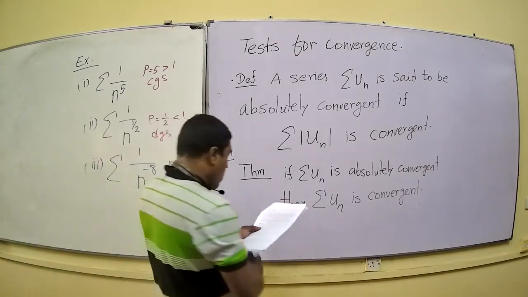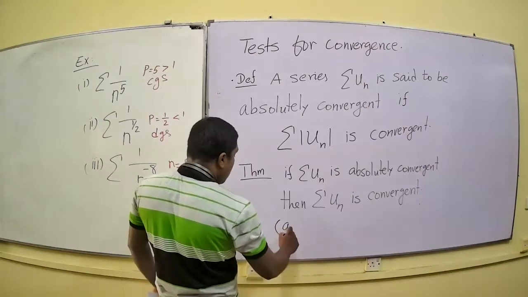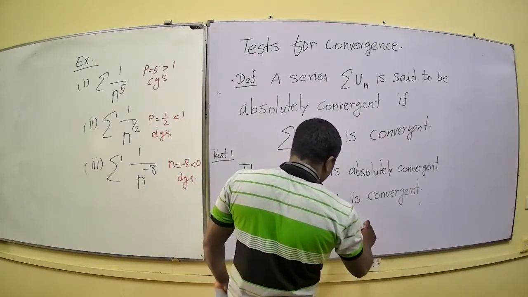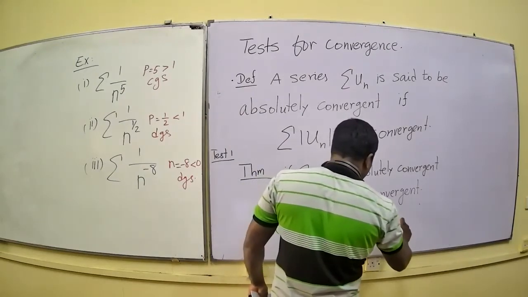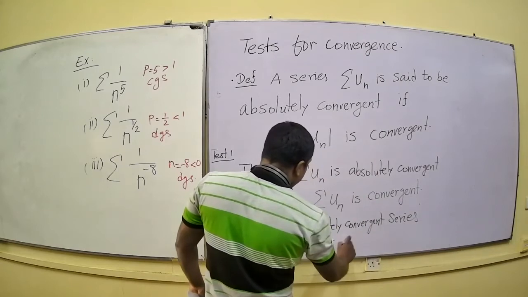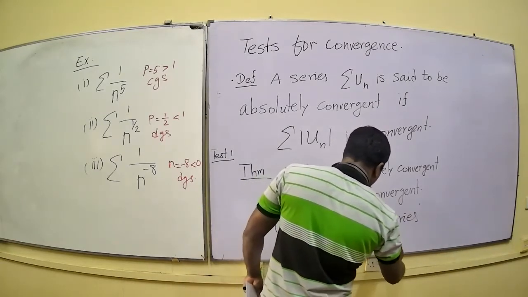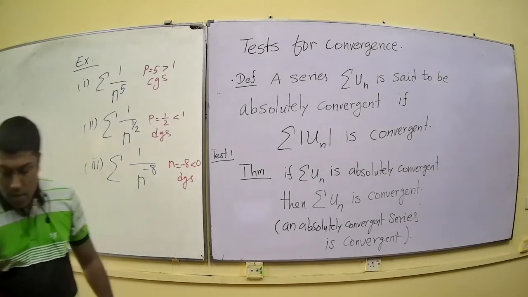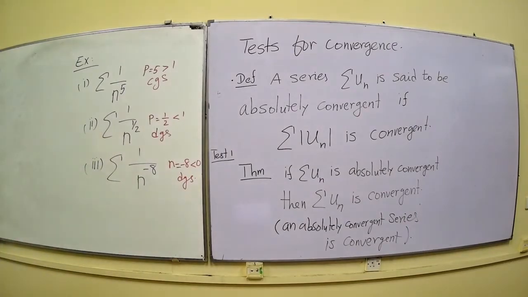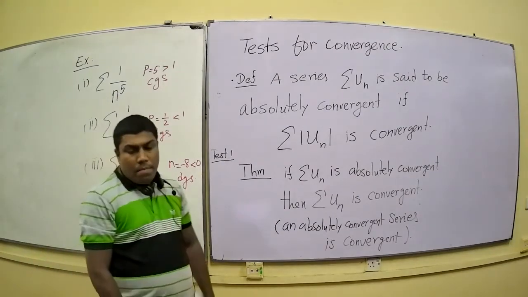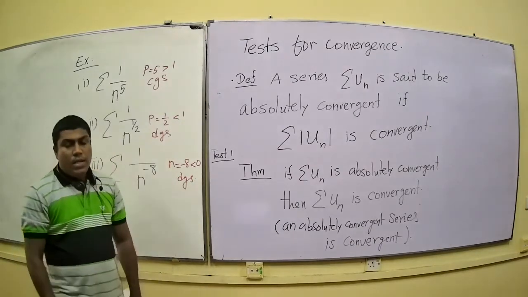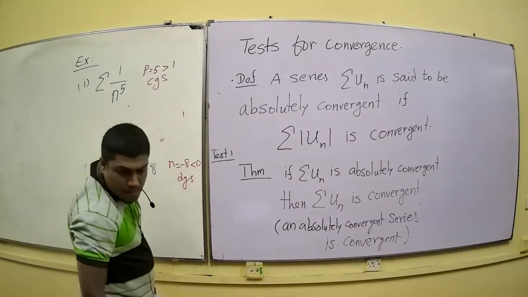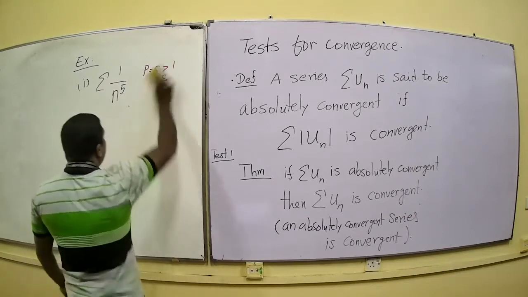So you can rewrite it in a different way: every absolutely convergent series is convergent. Whenever you are trying to see whether a series is convergent or not, in some cases it is easy to look at the absolute convergence of the series and talk about the results. So first we will try to prove the theorem, and then we shall see.